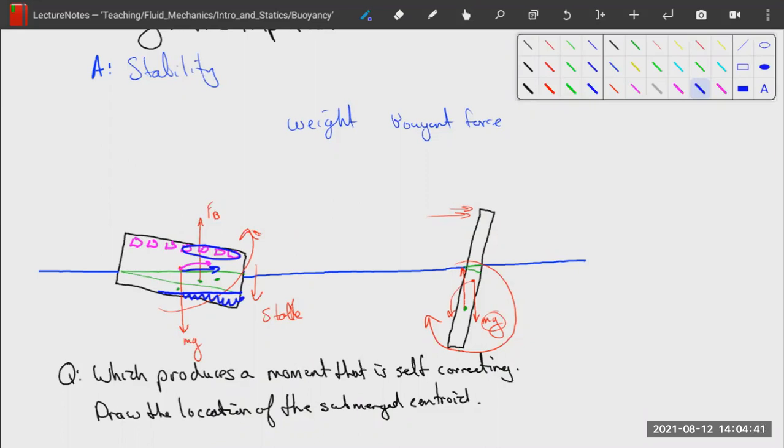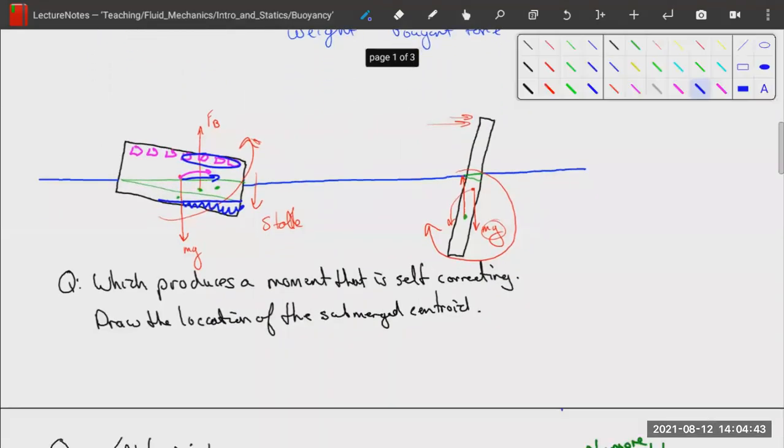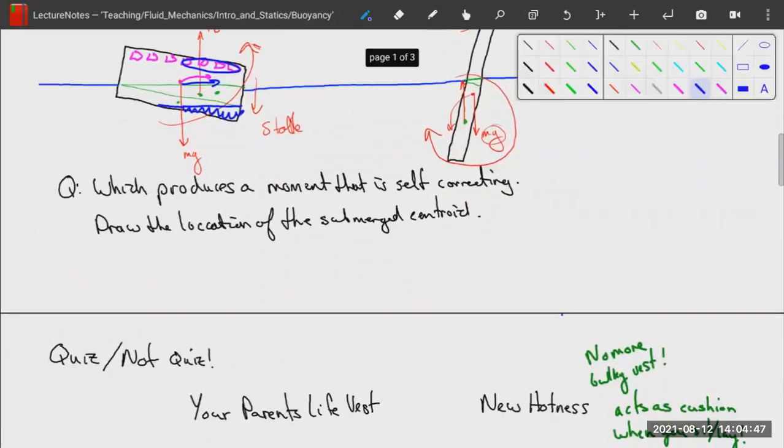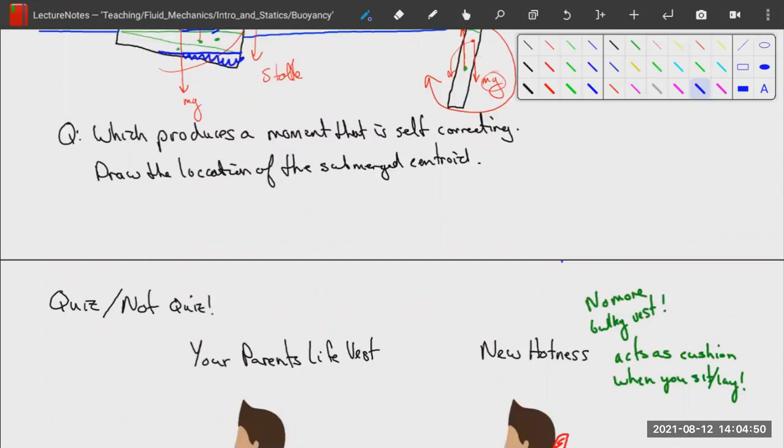So stability is a very important thing for objects on water that are intended to float, even submerged objects, right? You want your submarine to be pointing up and down instead of just rotating freely.